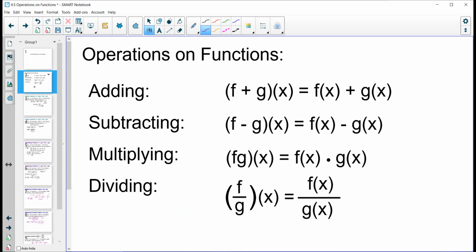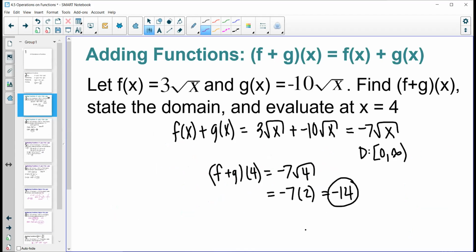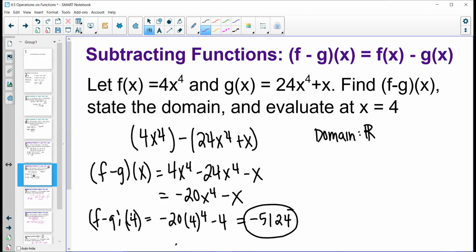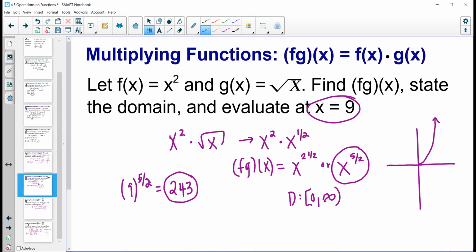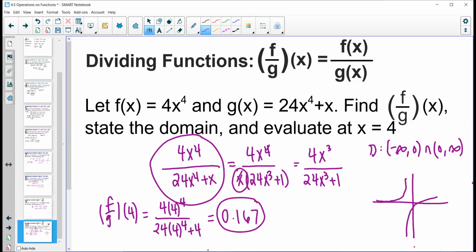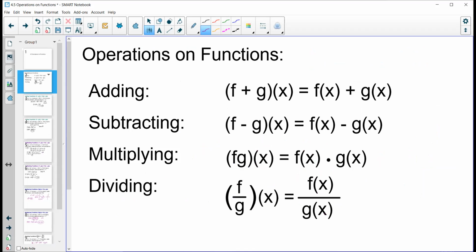So that is how we can do different operations of functions. Again, if we're adding two functions, we just add them. If we're subtracting, we subtract them, multiplying, dividing. And notice how those domains and ranges can be affected. A great way to look at those, and we can use them to evaluate these two different things. But that is operations on radicals. If you have any questions, feel free to reach out.